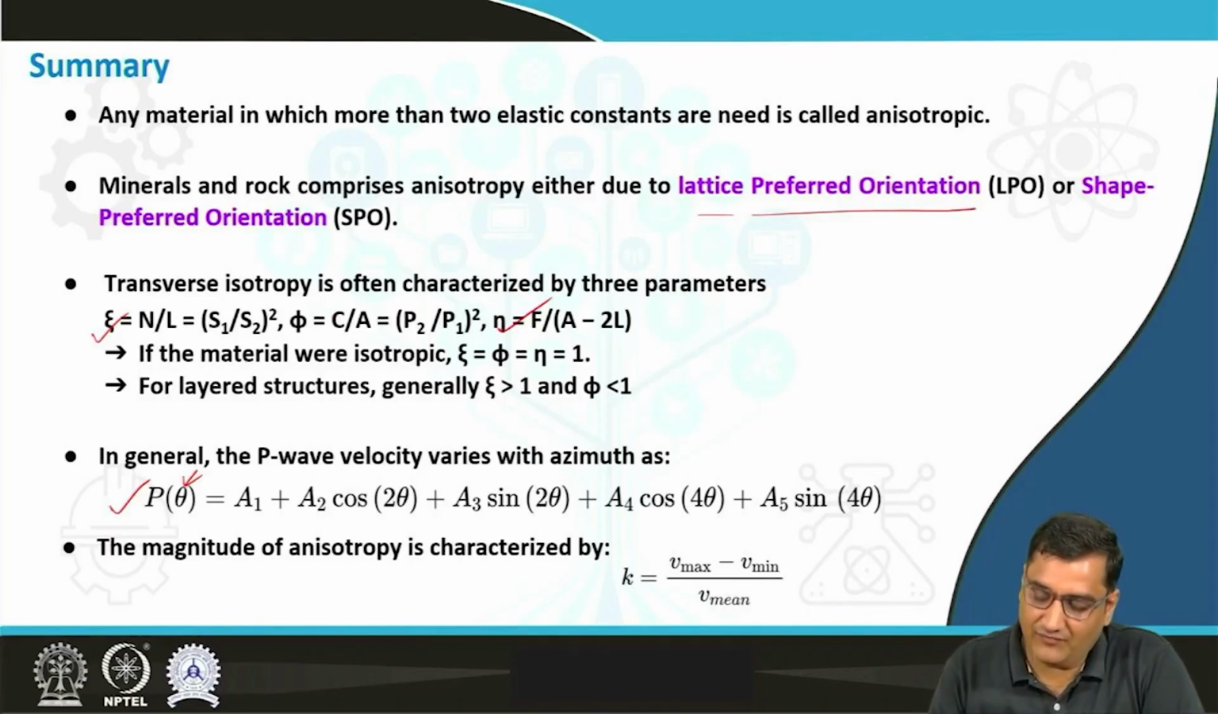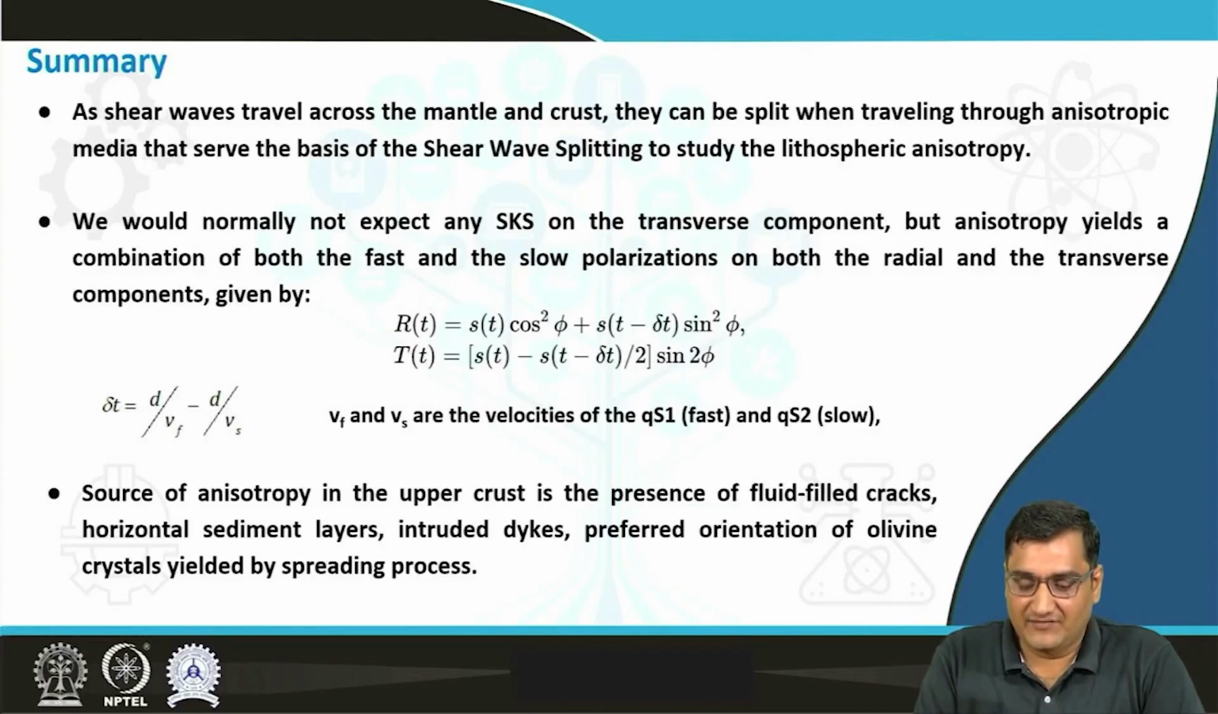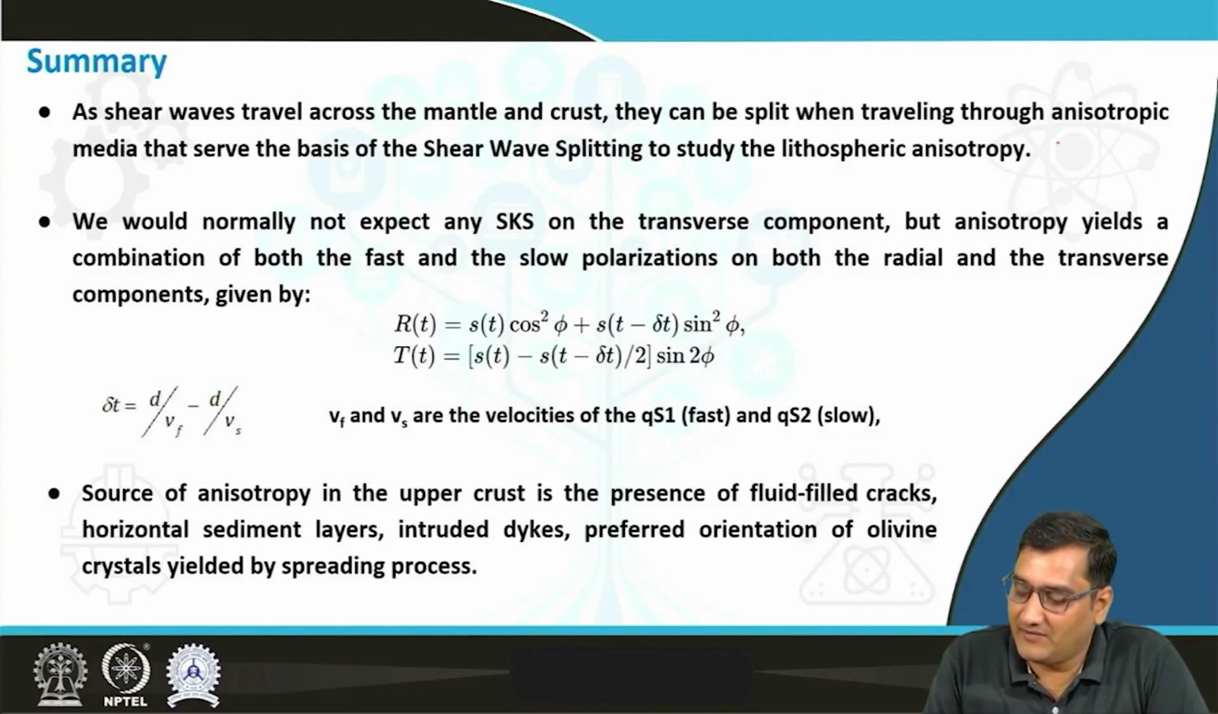The magnitude of anisotropy can be characterized by this parameter k, which is equal to the maximum velocity minus minimum velocity divided by mean velocity. The magnitude of anisotropy k is minimum for garnet and maximum for sheet silicates like mica. As shear waves travel across the mantle and the crust, they can split when traveling through anisotropic media. That serves as the basis of shear wave splitting to study the lithospheric anisotropy.